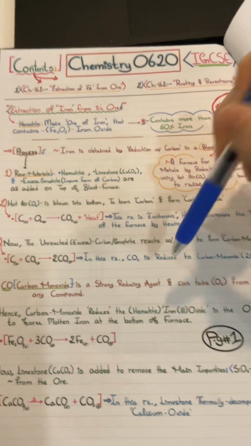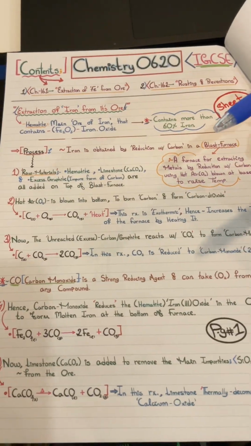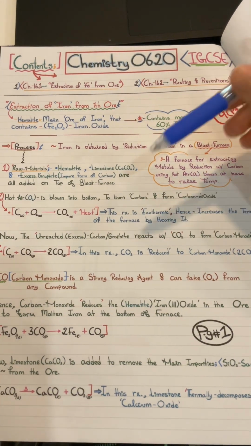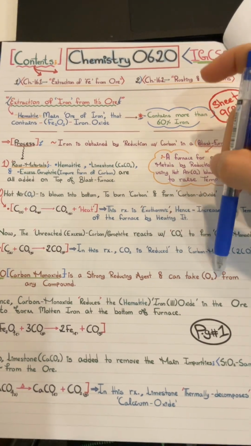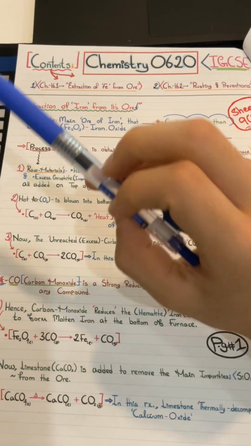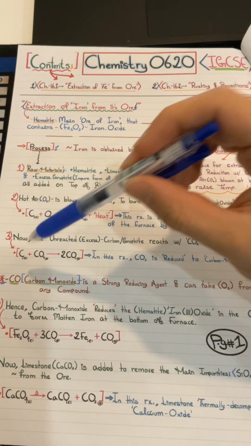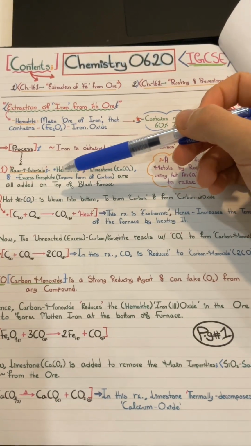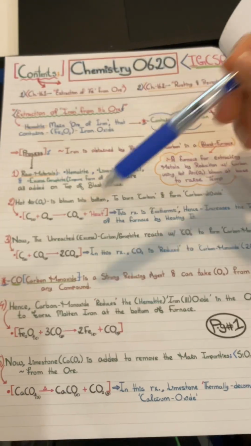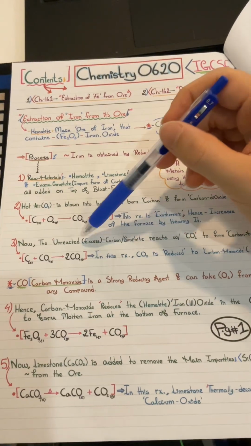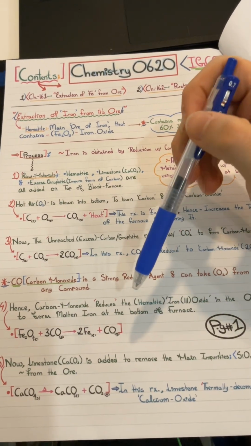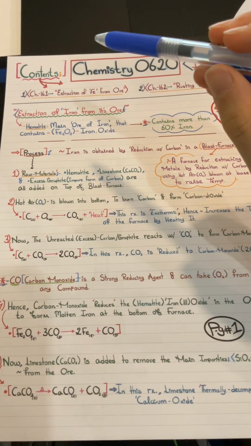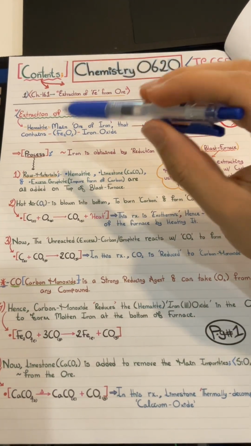What does this mean? What is a reducing agent? A reducing agent can take oxygen. It can oxidize substances. So, a reducing agent can take oxygen from any compound. Well, I mean carbon monoxide, which is a strong reducing agent that can take oxygen from any compound, okay? So, this carbon monoxide that has already been formed will reduce hematite, which is the main ore of iron that we added in the beginning.